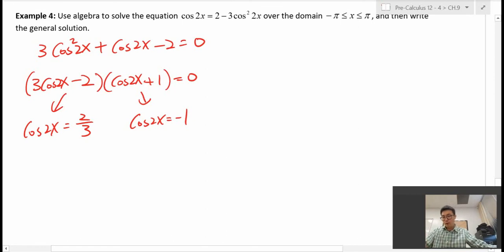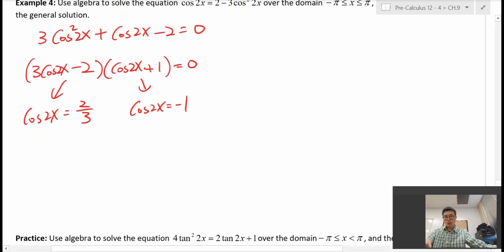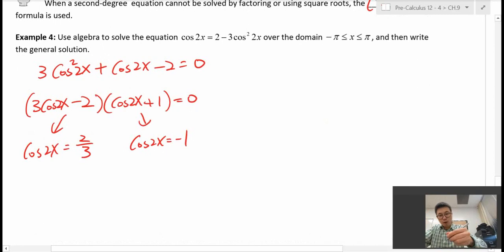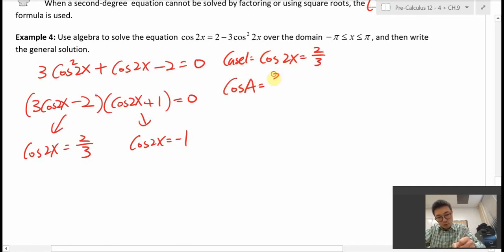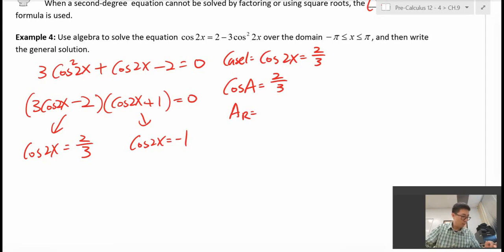So now what I'm going to do is I'm going to again break this into cases. Case 1. Okay, this is a long question. Here we go. Case 1, we have cosine 2x equal to 2 over 3. So again, cosine A equals 2 over 3. Reference angle is going to be, we're in radian mode, I believe, yes. Inverse cosine. Mostly I'll ask you to do in radian mode because you don't really use degrees anymore after you learn radians. Okay, reference angle is going to be 0.84.